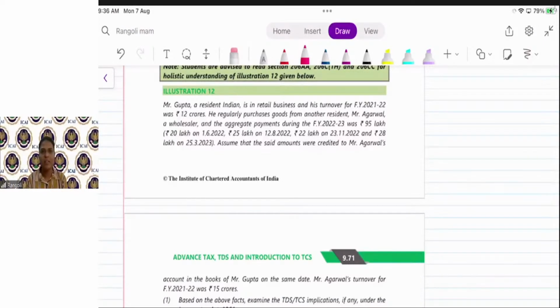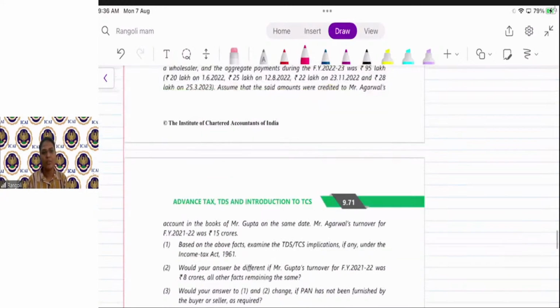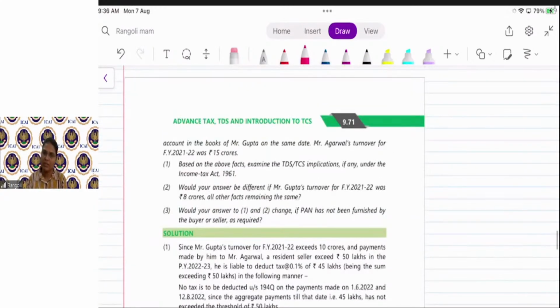Assume that the said amounts were credited to Mr. Agarwal's account in the books of account of Mr. Gupta on the same date. Mr. Agarwal's turnover for the financial year 21-22 was 15 crore. Based on the above facts, examine the TDS or TCS implication, if any, under the Income Tax Act 1961.